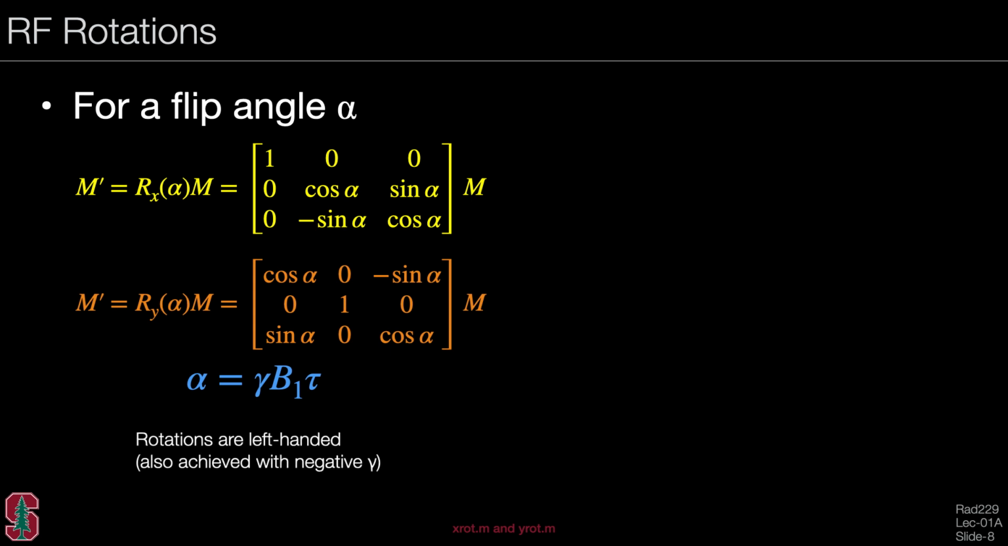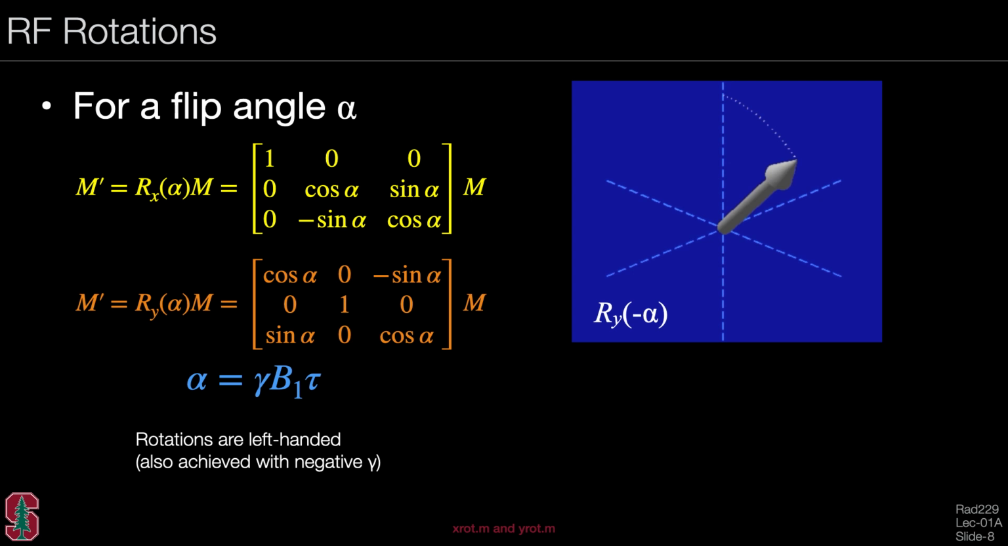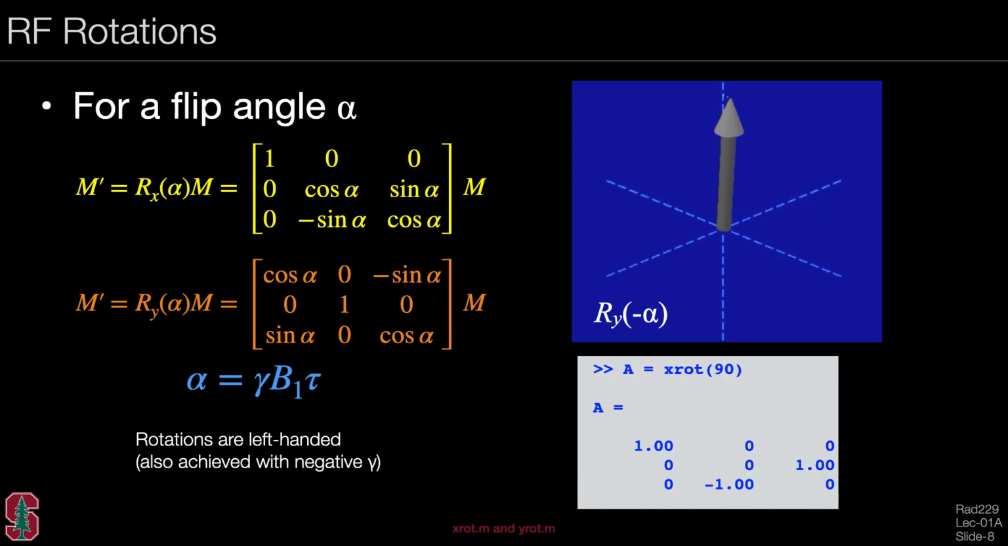Rotations here are left-handed. This also could be achieved by negating gamma with a right-handed rotation. So here's an animation. Notice this is a rotation of negative alpha about y, or equivalently of alpha about negative y. And this brings the magnetization down to be along Mx. We can also apply simple functions in MATLAB here that give you these rotation matrices for any angle.